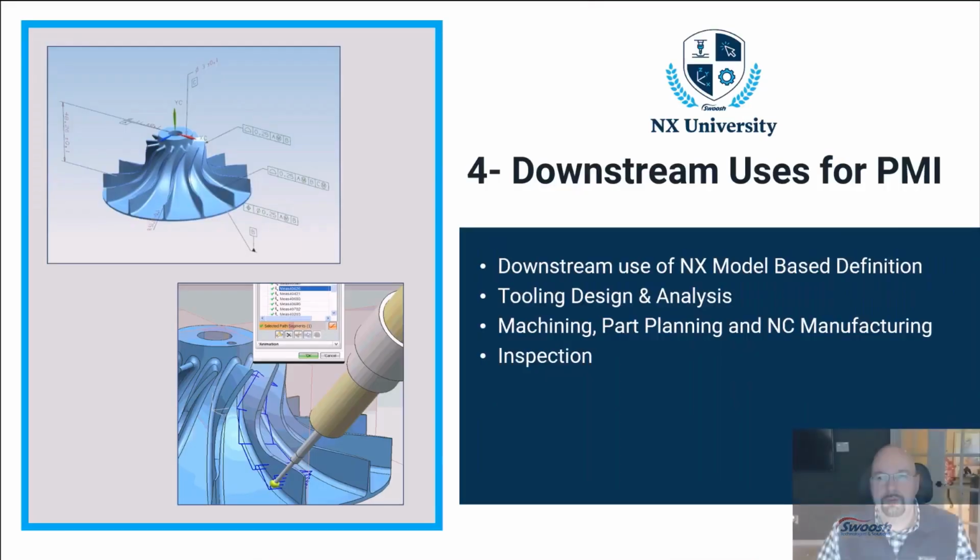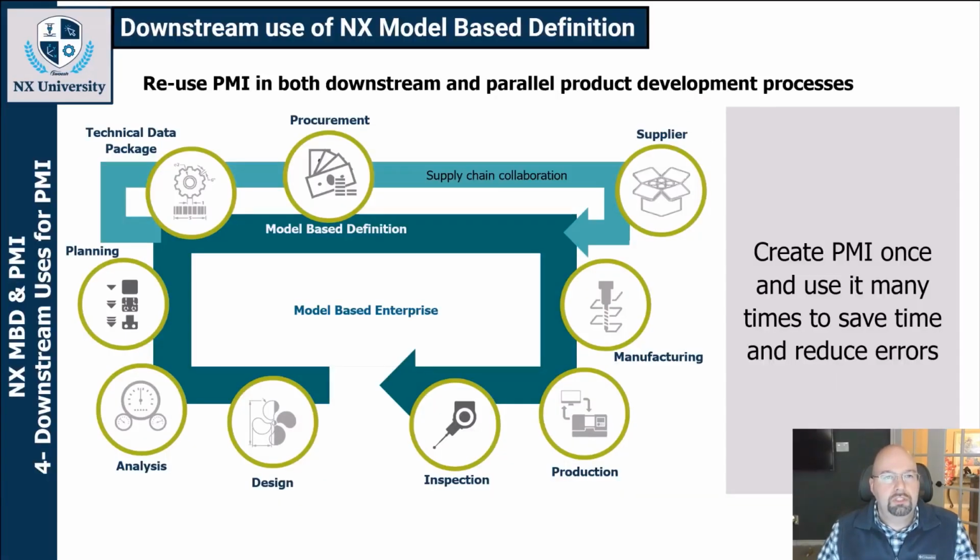Getting into our downstream uses for PMI, looking at the reuse of this information. Once you apply the PMI to your part, we can reuse this information downstream into a variety of different operations. In this case, analysis, inspection, and manufacturing are some of the use cases here with that PMI and model-based definition. So we can reuse that information.